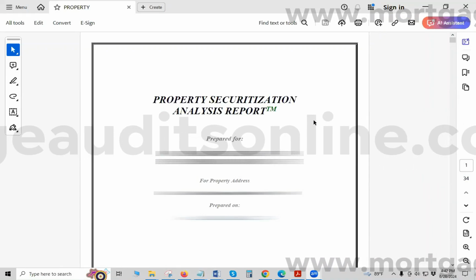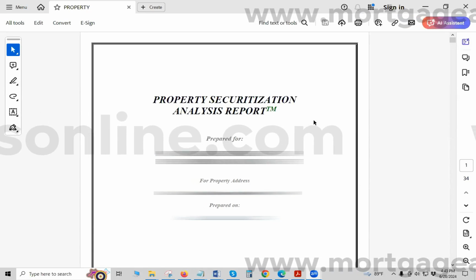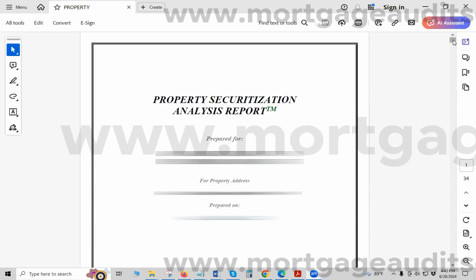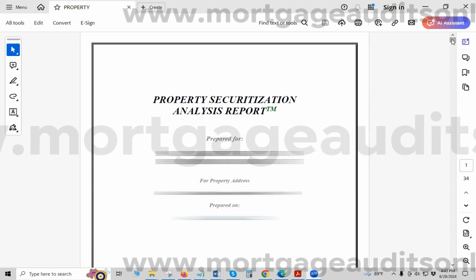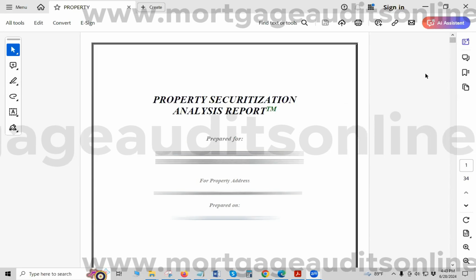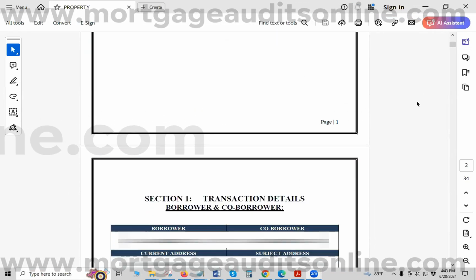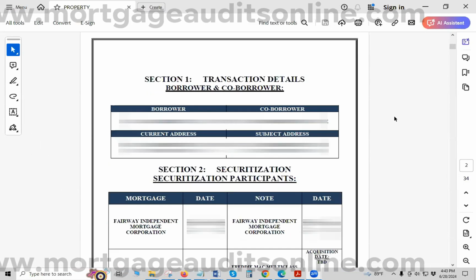This particular securitization audit report is a very comprehensive report sample. I will be going over the different aspects of this particular report and showing you what is called the loan tape. Okay, so moving right along, this particular securitization report, as you can see, is similar to the other ones.